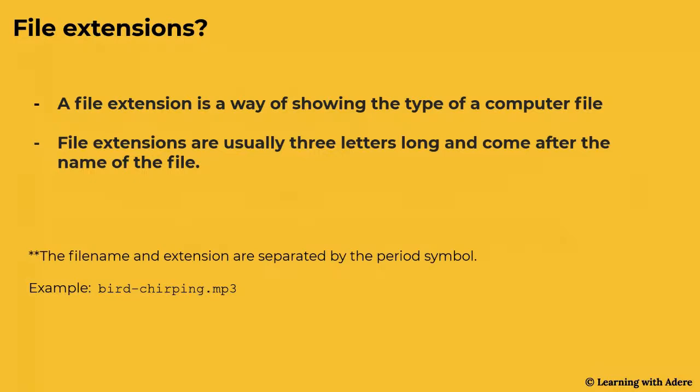Before we move on to that, let's talk quickly about file extensions. A file extension is a way of showing the type of computer file. File extensions are usually 3 letters long and come after the name of the file. If we've had to create or save files before, we had to save the file with a certain file extension, and that helped point towards what the file is. The file name and the extension are usually separated by a period. In this case, the file is named birdchirping.mp3. .mp3 is the file extension, and birdchirping is just the file name by itself.